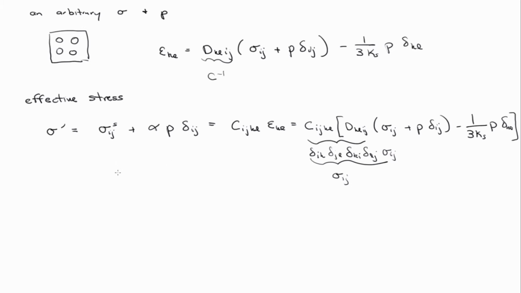And so, let's look at the other terms. So we have, you're just bringing this one down, sigma ij plus alpha p Kronecker delta. That's equal to sigma ij plus p delta ij minus C ij KL over 3 KS P delta KL.